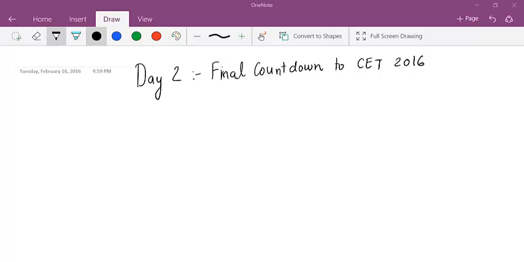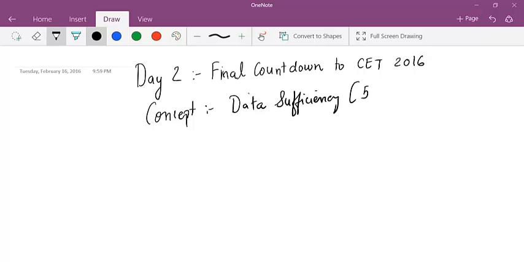Alright guys, let's talk about day 2 of the final countdown to CET 16. As I mentioned yesterday, we're going to do some concept videos. So today's concept is a very important concept called data sufficiency. This concept comes for at least 5 to 10 marks. You may have 5 marks in both quant and LR sections. Otherwise you may have 5 marks in one of the sections.